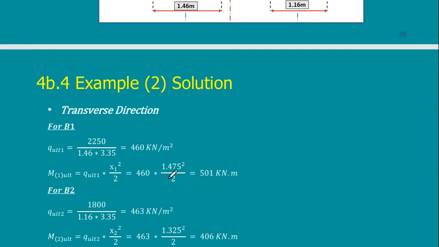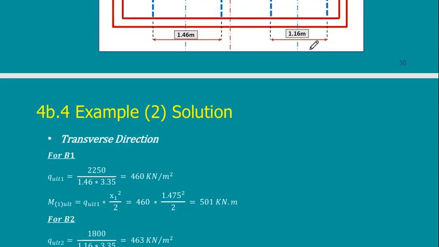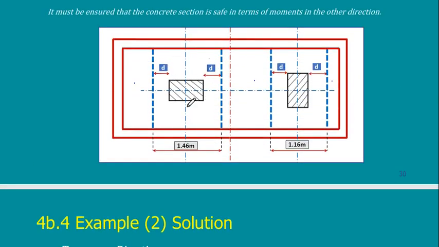So I'm going to divide this load by this area, and this load by this area, and get the bending moment based on a cantilever, WL squared divided by 2, and I will get the moment. Based on this moment, I will design the steel.